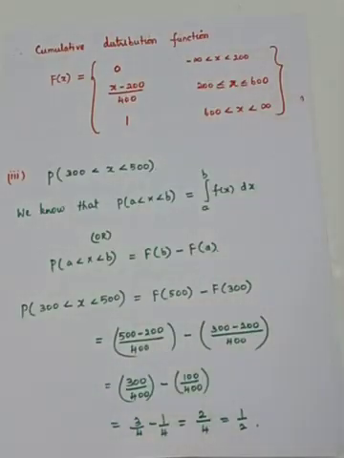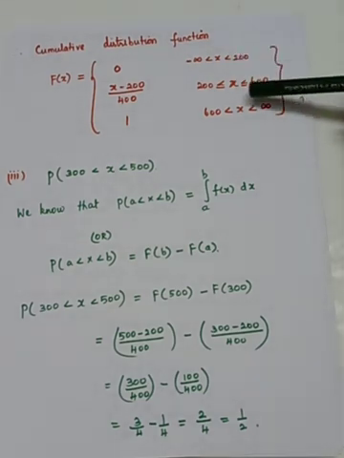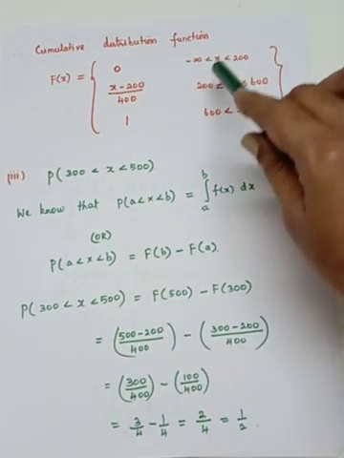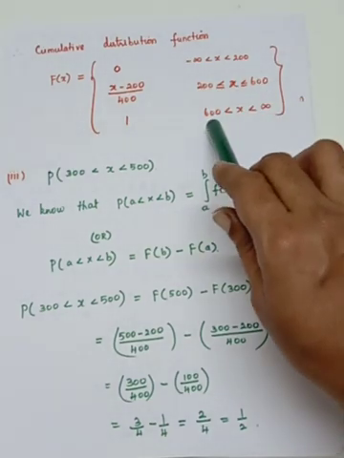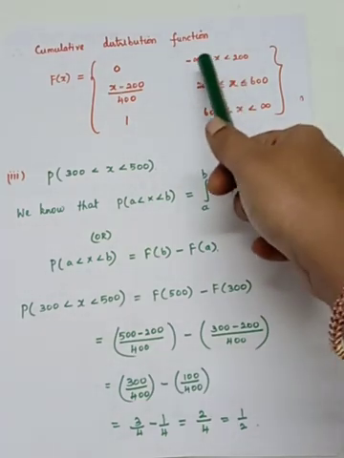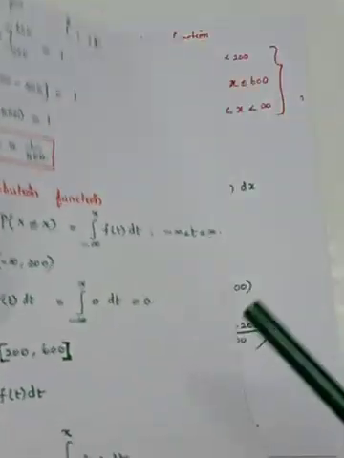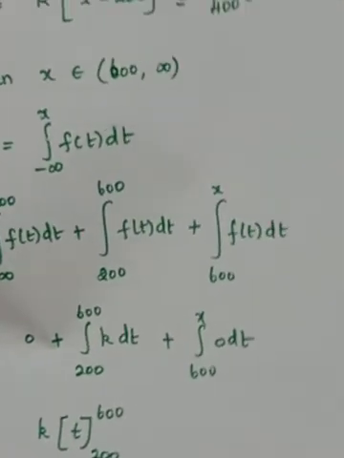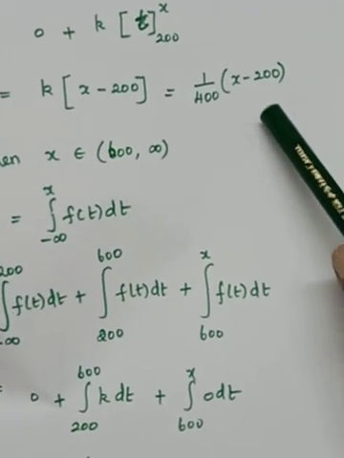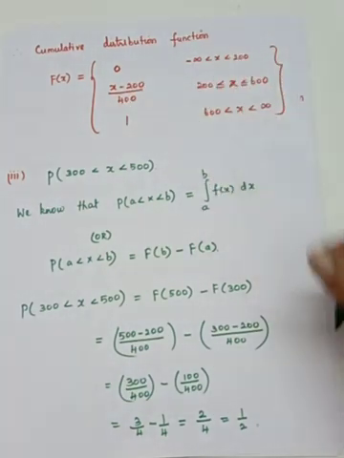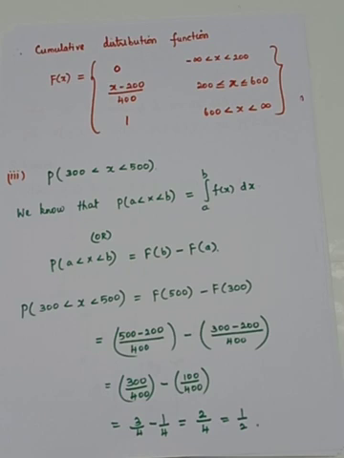So we have to write the f of x. What is your f of x? You have to write the 3 intervals. One is minus infinity to 200. Second one is 200 to 600. Next is 600 to infinity. Otherwise you can use open or closed intervals. So in that, your capital f of x is what? It is 0. The next case, your capital f of x is 1 by 400 into x minus 200. The next one, your capital f of x is 1. So it is written here. This is called the cumulative distribution function.